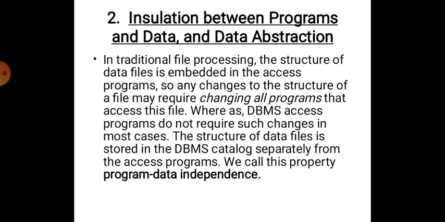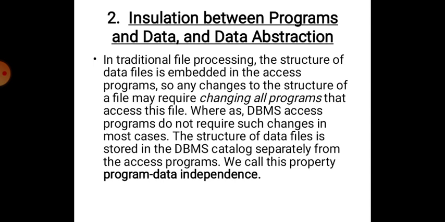Now we'll go to the next characteristic: insulation between programs and data, and data abstraction. Students, you very well know that in the file processing approach, data and programs are put together in a single file, whereas in the database approach, programs are written and stored separately and data is stored separately. So in traditional file processing, the structure of the data files is embedded in the access programs. So any changes to the structure of a file may require changing all programs that access this file, whereas DBMS access programs do not require changes in most cases.